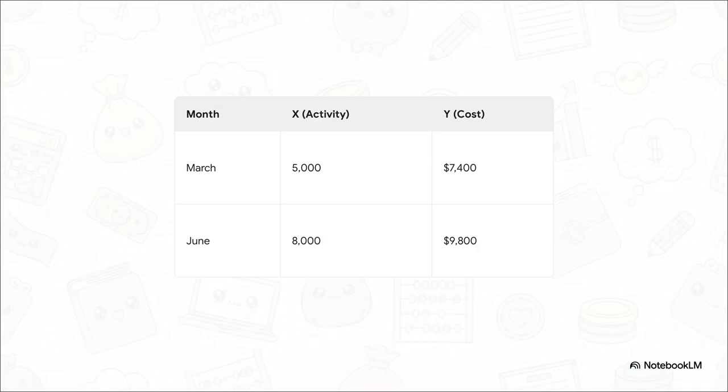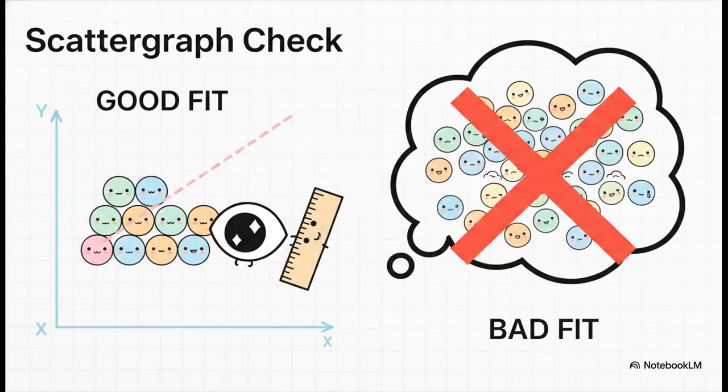A scattergraph plots every single data point to give us a visual reality check on what's actually happening on the ground. Plotting the data is an essential diagnostic step. What we're looking for is linear cost behavior.